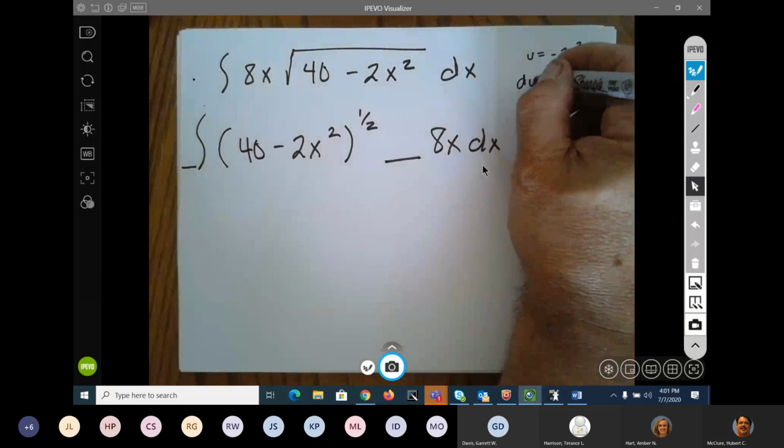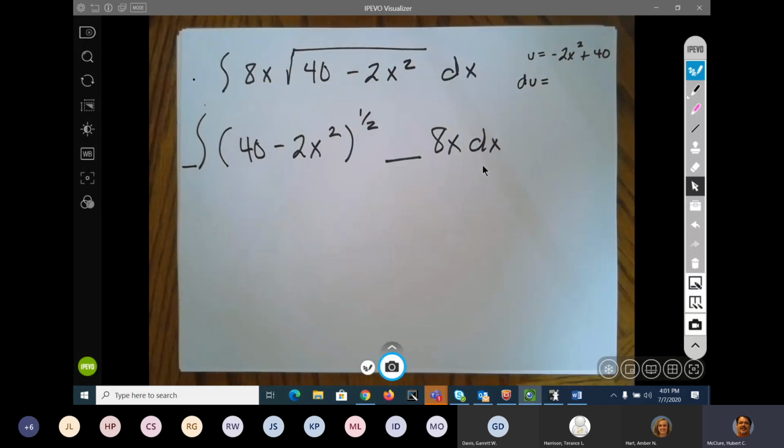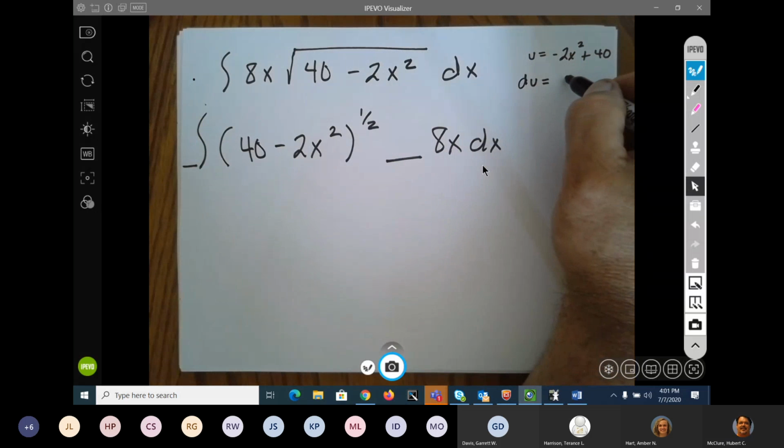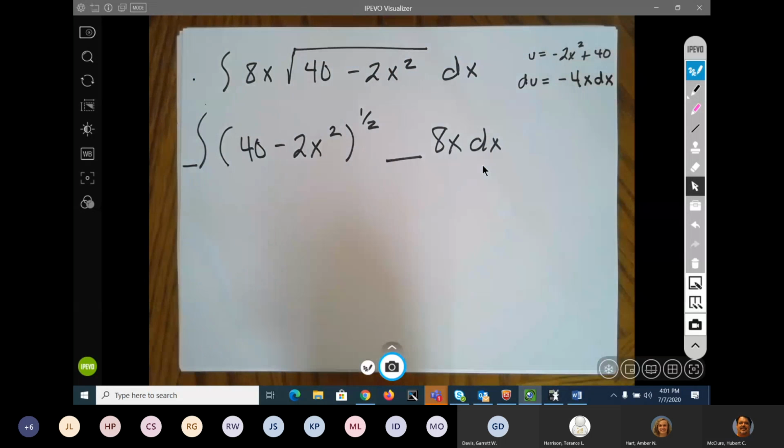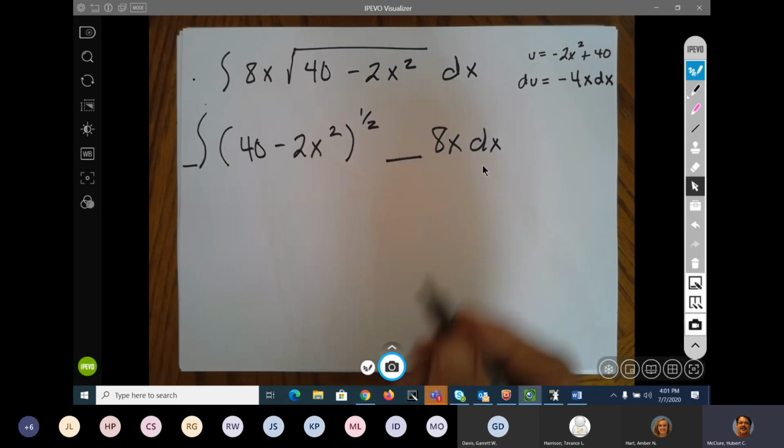Du is equal to what? What's my du? Negative 4x dx. So I need to make my 8x look like negative 4x dx. How do I do that? Negative 1/2. Negative 1/2. Good job.